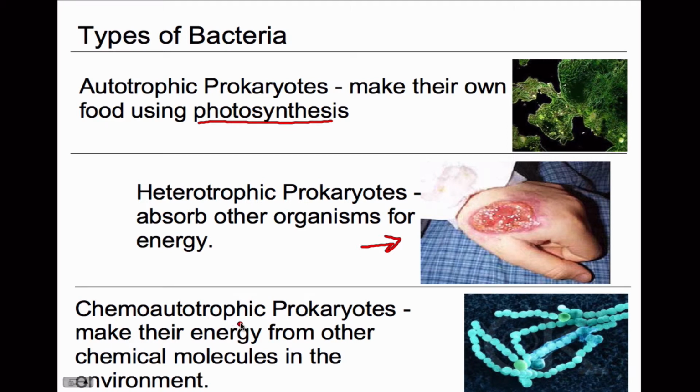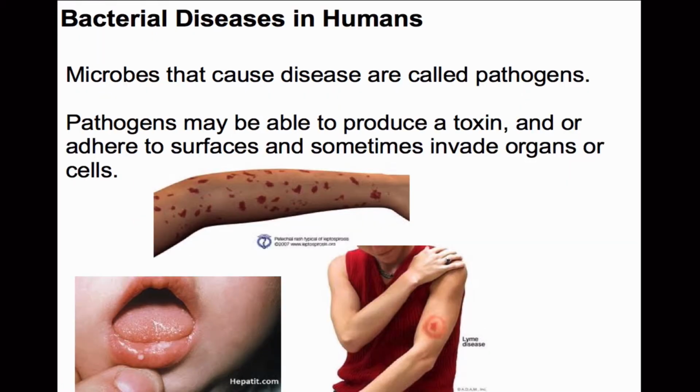And then there's also chemoautotrophic prokaryotes, and they make their energy from using molecules that are in the environment. So we have bacterial diseases. Microbes that cause disease are called pathogens. So pathogens produce a toxin, and they are harmful to whatever organism they're on. Pathogens don't just affect humans, they affect animals and sometimes even plants.